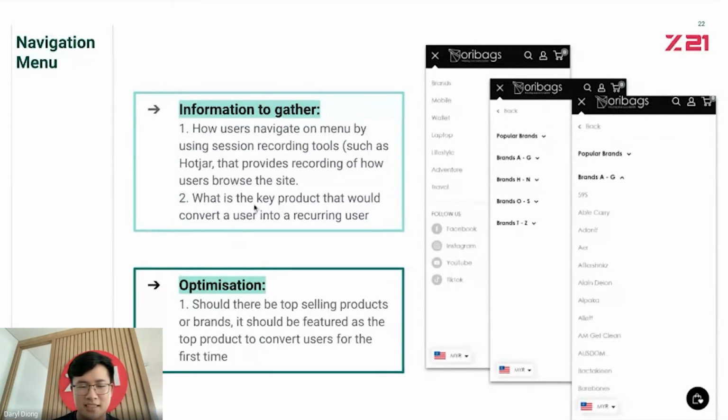Something that's worth looking into as well is what is the key product that will convert a user into a recurring user. Something that can keep people coming to the website again and again. Or something that after someone buys, they will come to your website and buy again and again. Because the struggle of brands like you that have way too many SKUs is you just do not know what to highlight. It's quite a struggle for many brands. Any questions?